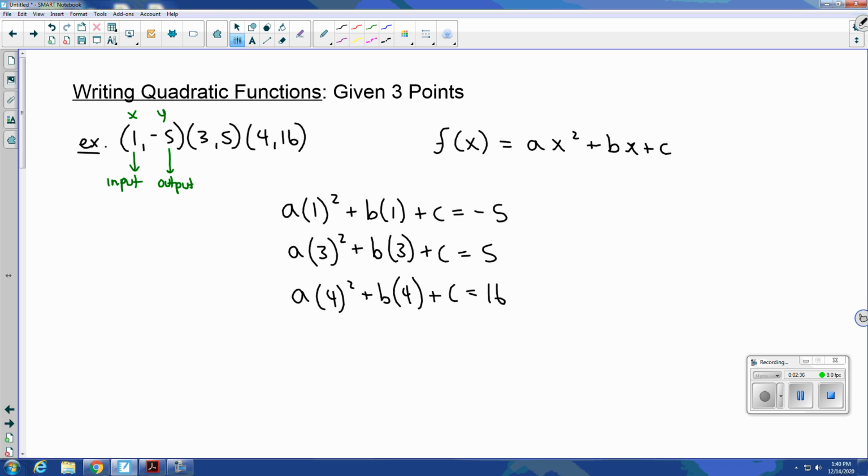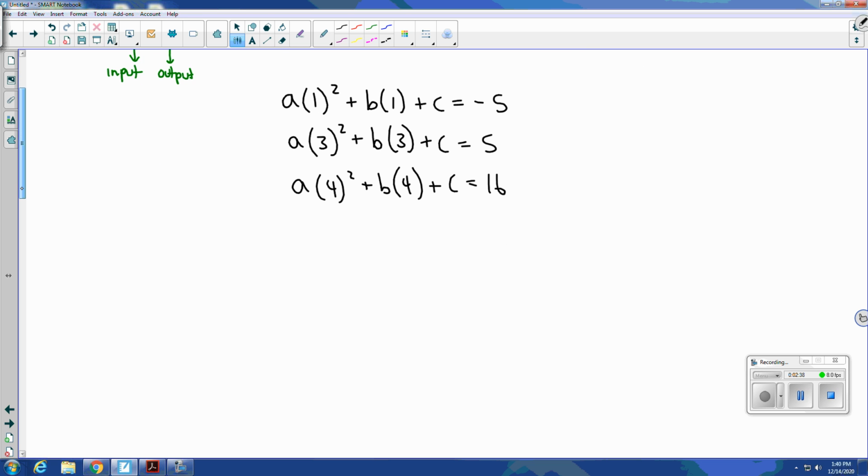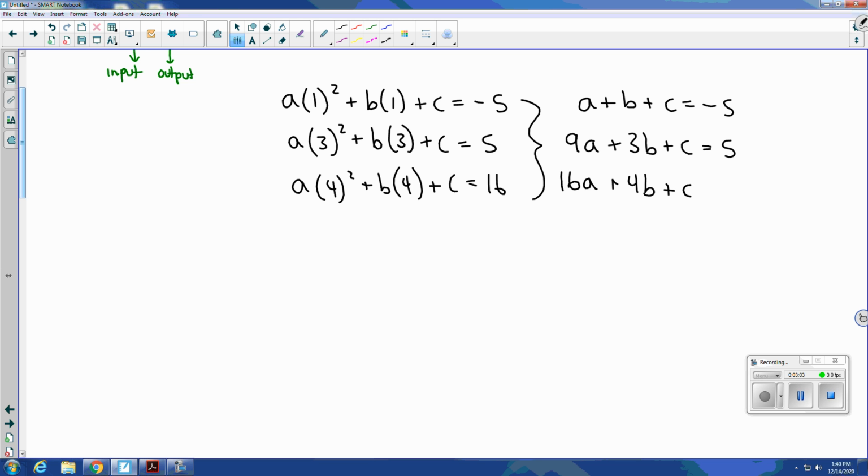With the goal of ultimately finding the values of a, b, and c in order to write the quadratic, what we've just done is produce a system of 3 equations with 3 unknown variables. When we clean up this arithmetic, we're going to get a plus b plus c is equal to -5. We're going to get 9a plus 3b plus c is equal to 5. And we're going to get 16a plus 4b plus c is equal to 16. So here is my system of 3 equations.